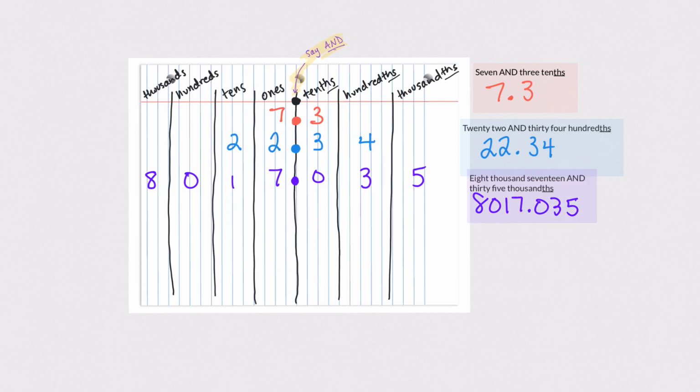And here's your word form of that. We have 8017 and, that's the decimal. Remember, and is your decimal. 35 thousandths. Notice the TH. I always underline it when I'm teaching it because it's super important. If I forgot the TH, that would be a huge problem. And that is sometimes how they try to trick you on multiple choice things. So always pay attention to that. If it's a decimal number, it should be ending in TH. So that's how you use a place value chart to read numbers correctly.